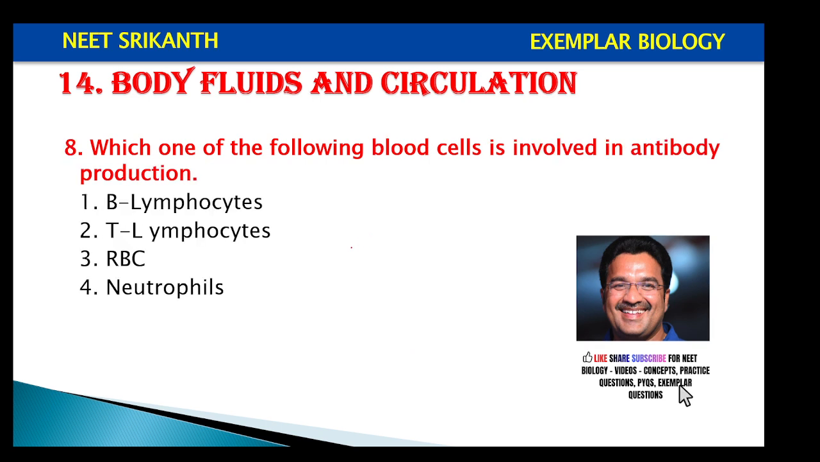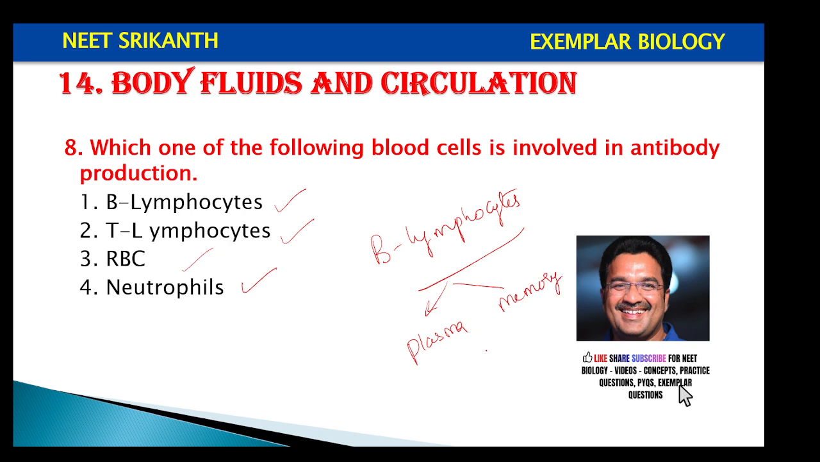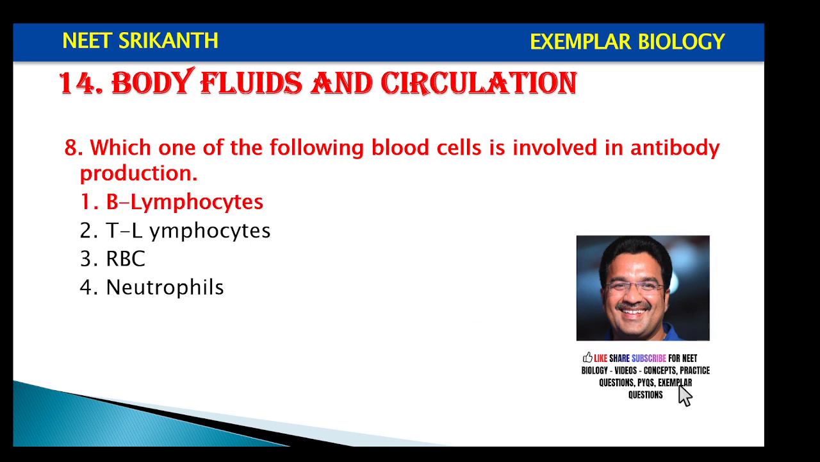Which one of the following blood cells is involved in antibody production? B lymphocyte, T lymphocyte, RBC and neutrophil. Among these, the B lymphocytes are going to be differentiated when a microbe comes, when antigen comes. They differentiate in the form of plasma cells and memory cells, whereas plasma cells produce the antibodies at the time of infection. Memory cells produce antibodies in future when the same microbe again enters the body. So what is our answer then? B lymphocytes.